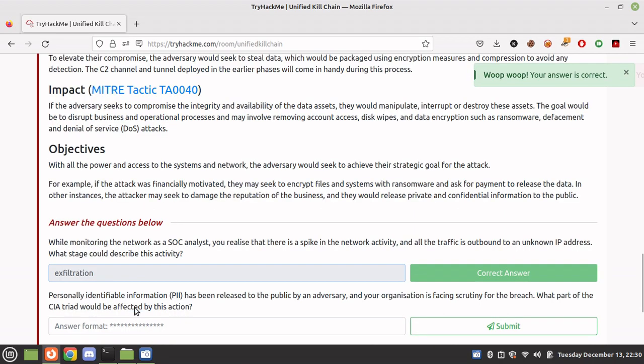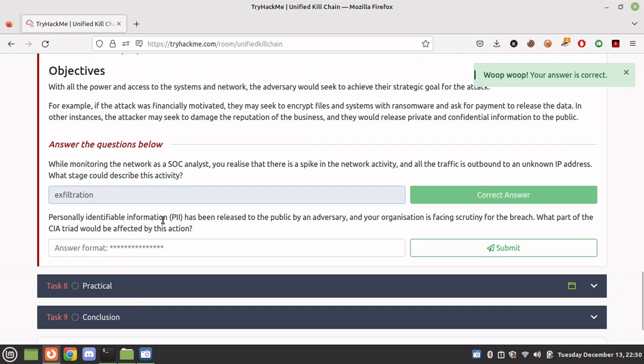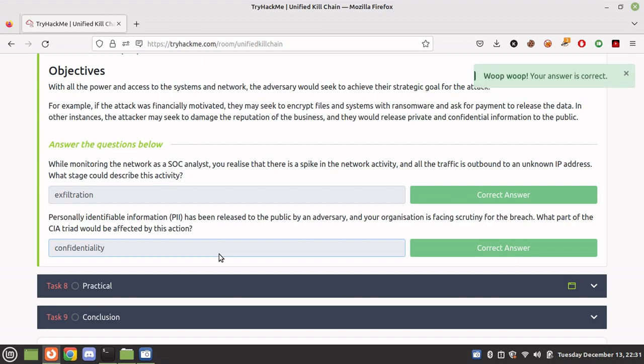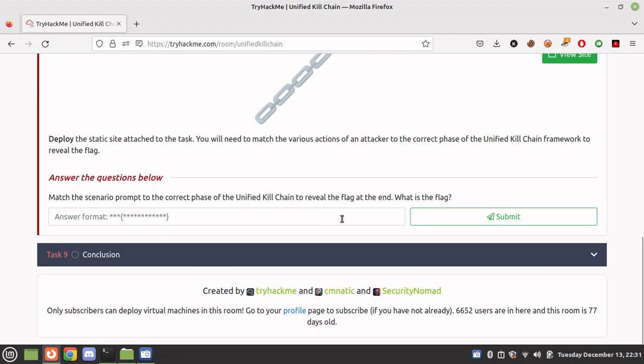Yeah. Okay, personally identifiable information has been released to the public by an adversary, and your organization is facing scrutiny for the breach. What part of the CIA triad would be affected in this? Okay, it will be confidentiality, because it can't be integrity. Integrity is about sending data in the exact form, and we can identify that by hash. And I will cover the CIA triad in my upcoming videos.